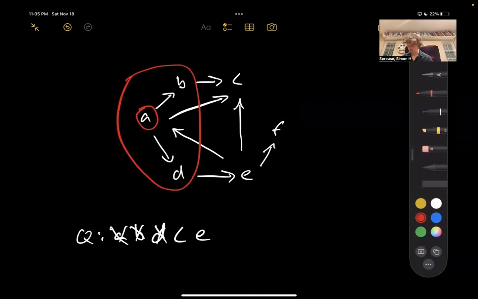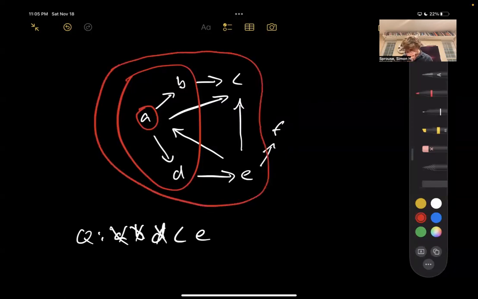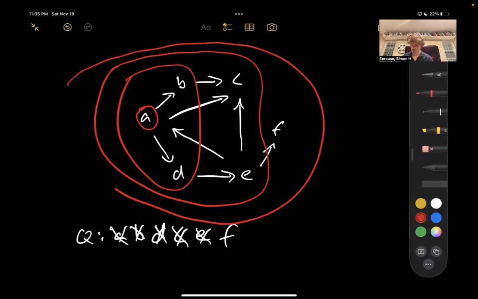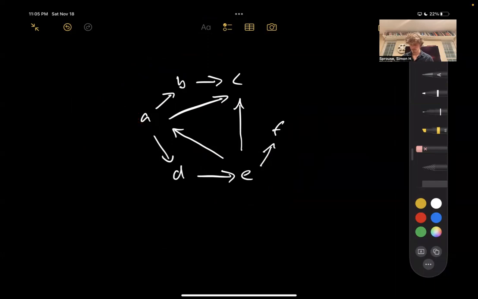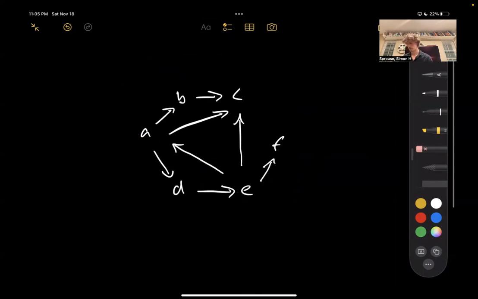Pop these two, and at this point we've found this much. C has no children, so popping it is easy. E has F, and then C is our last concentric ring. And we pop F. So again, don't worry about this too much. The point of this week is to build intuition. So that's BFS. I think it's relatively straightforward.